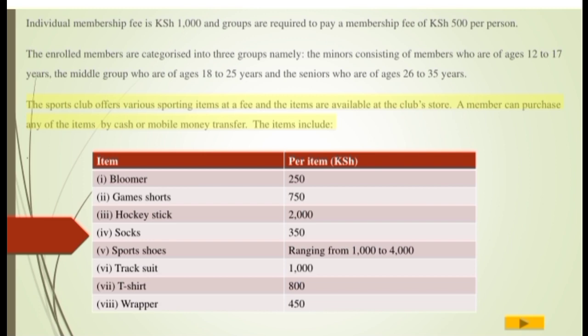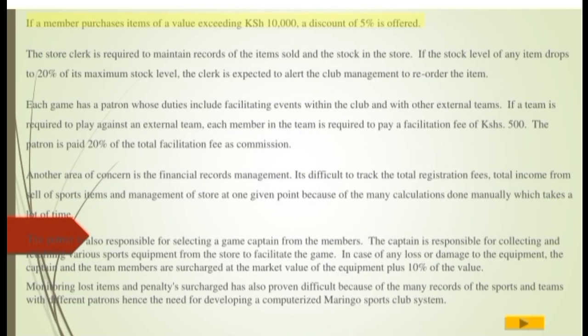The sports club offers various sporting items at a fee and the items are available at the club store. A member can purchase any of the items by cash or mobile money transfer. The items include: Bloomer 250, Games Shorts 750, Hockey Stick 2000, Socks 350, Sports Shoes ranging from 1000 to 4000, Tracksuit 1000, T-shirt 800, Wrapper 450. If a member purchases items of a value exceeding KSH 10,000, a discount of 5% is offered.